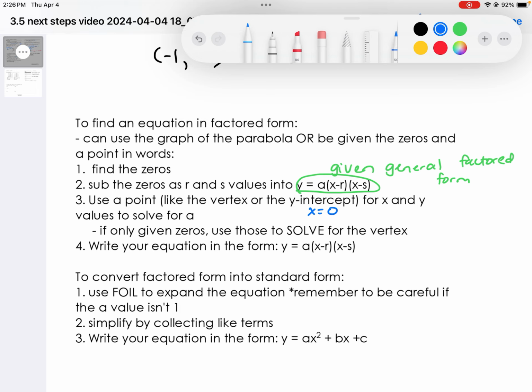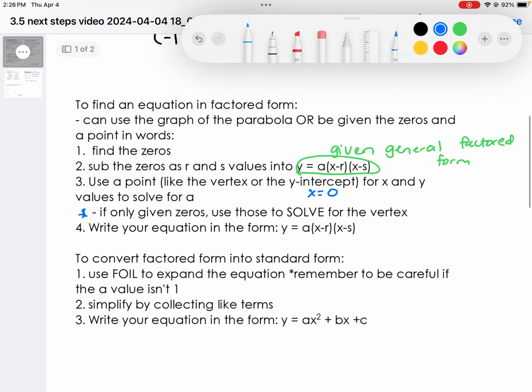And then if you're only given the zeros, this is a lot of work. You would have to solve for the vertex. That's tough. Okay, that would be a lot of work just to get the equation. Normally you're given the graph or you're given the zeros and one of the points. Okay, that's a little bit less work and less opportunity to make annoying mistakes.